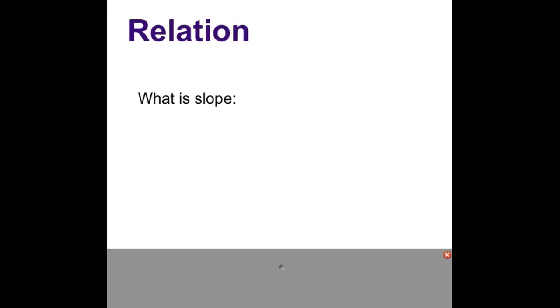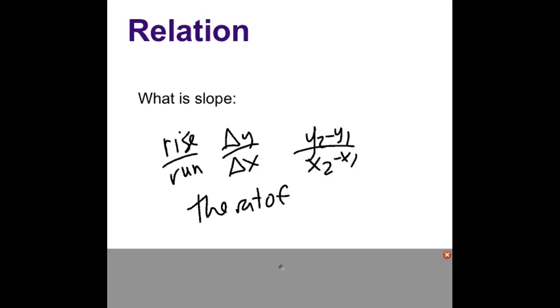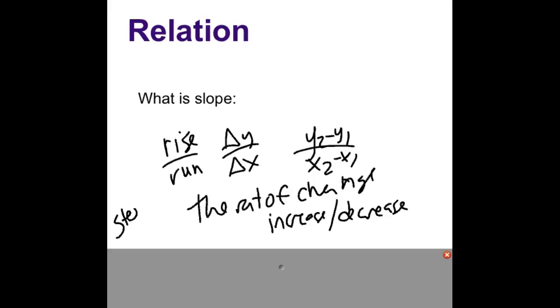What is slope? Well, last year we came up with it's rise over run. It's the change in the y values over the change in the x values. It's y2 minus y1 over x2 minus x1, which should tell you that I wrote that second one wrong. It's the rate of change. It's the increase or decrease. It's the steepness. I think that's a word. All of these different things are used to describe slope in the math world.